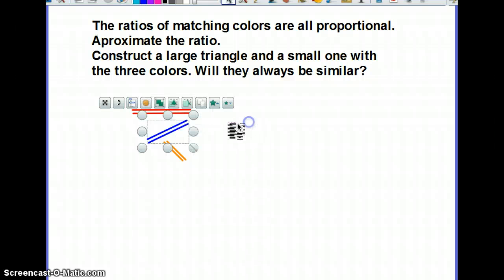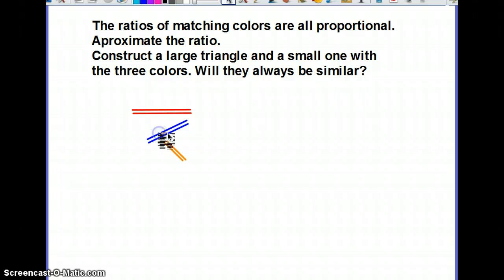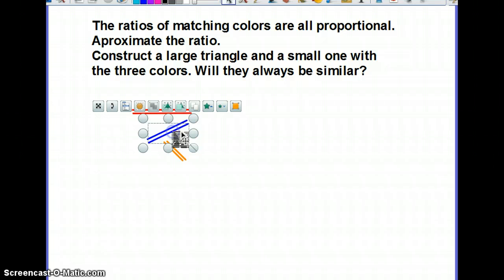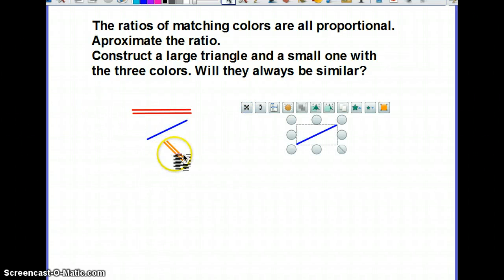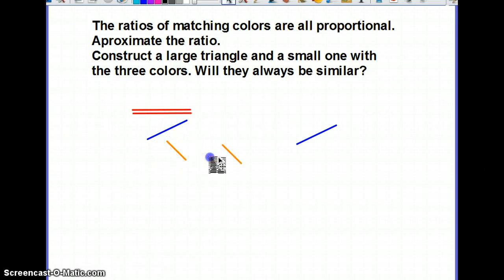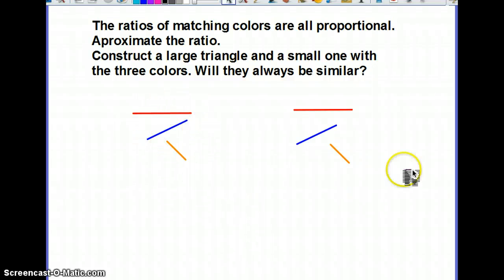Now let's take one of each and move them out of here, which sometimes can be more difficult than you'd think. Okay, get one blue out of here, one of these yellows, and one of these reds. Again, these are proportional to these. There's a 1 to 1 ratio between the reds, a 1 to 1 ratio between the blues, and a 1 to 1 ratio between the oranges.